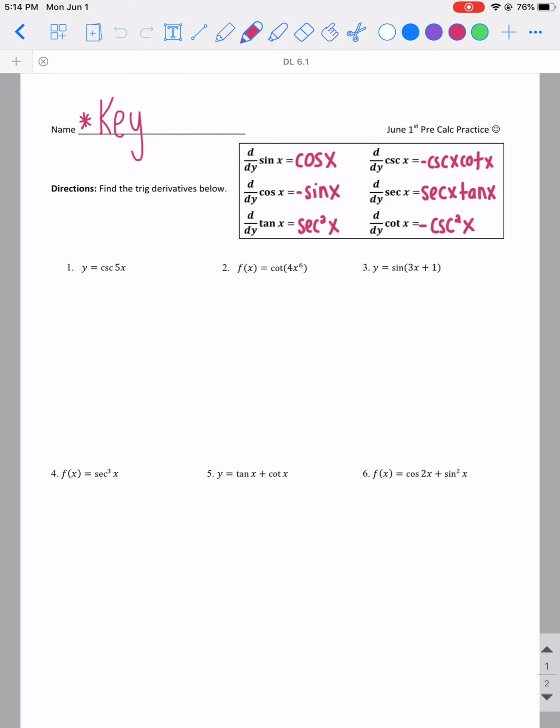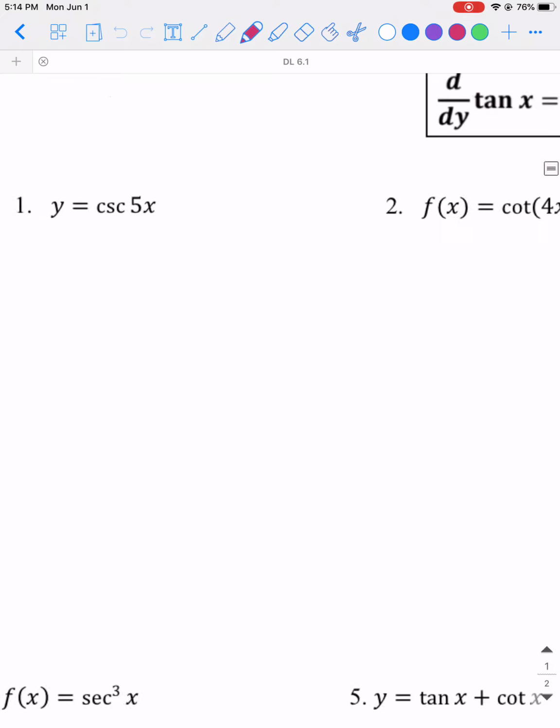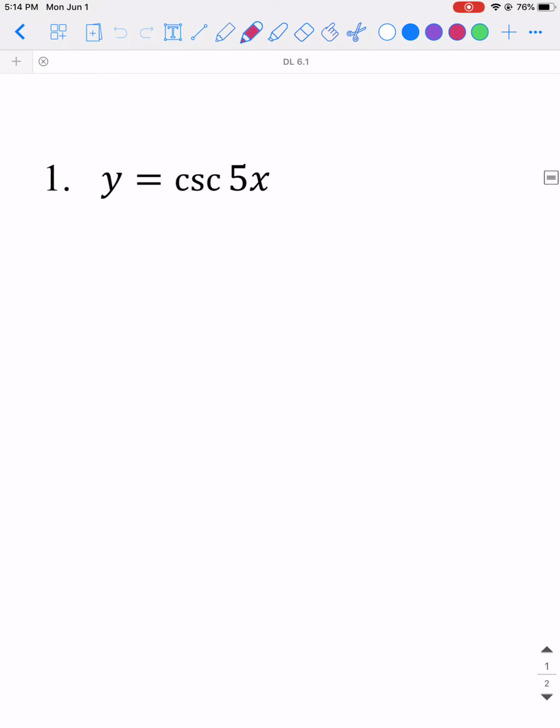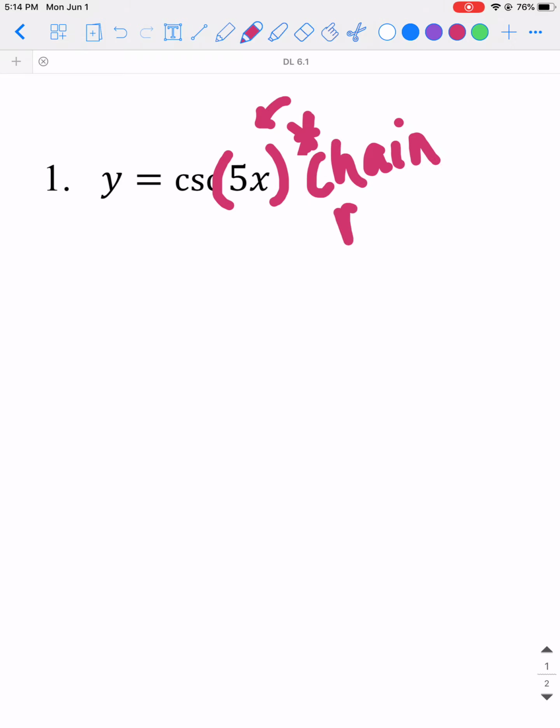Hi everyone, I'm just going to go through these 6 practice questions we did on trig derivatives. So starting with this first one, I think it's really helpful to either add in these parentheses or rewrite your trig function, because this is going to remind me that I have to use the chain rule and take the derivative of the inside and the outside.